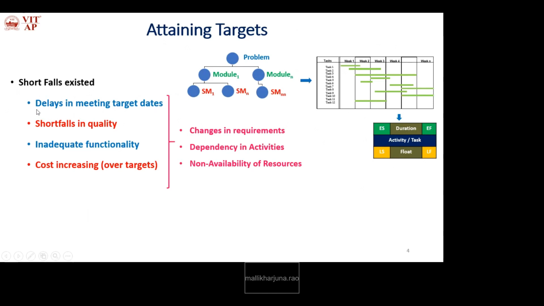Okay, so the first shortfall is delays in meeting target dates, and then shortfalls in quality. Whenever the requirements change frequently, it has an effect on the quality of the internal project modules and the corresponding final solution for the problem. Okay. So what do you mean by quality? In terms of functionality, reliability, usability, performance, stability, scalability, adaptability, testability, and so on.